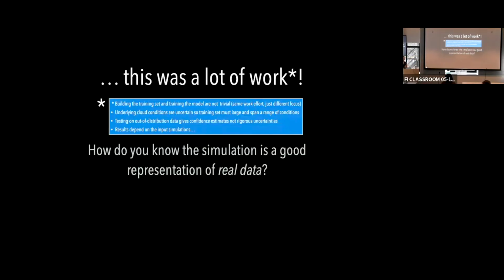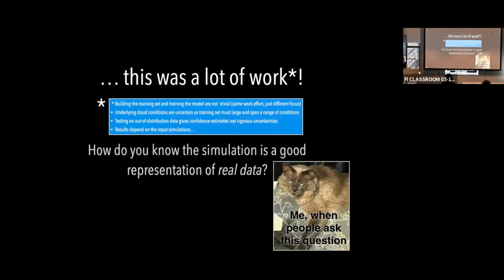So I am constantly getting this question, which is when I give people this look. How do you know the simulation is a good representation of real data? I hate this question. When this is StarForge data, of course, I say it's exactly like the real data, right, Mike? Yes. I'm not going to talk about how we've used StarForge for training machine learning methods in this talk. But whatever you're working on, this is a problem you have to grapple with a lot.